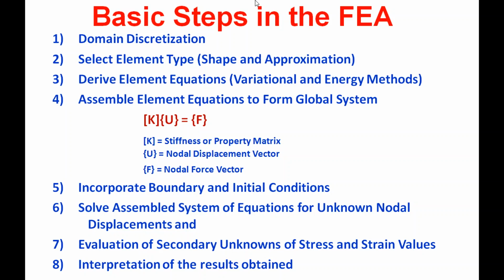Most engineering problems follow these 8 steps. First, we have to discretize the given domain or given structure. Then we have to derive the element characteristic equation. After deriving the element characteristic equations of all the elements, we have to assemble all those element characteristic equations to form a global characteristic equation. Then we have to apply the boundary conditions to the global characteristic equation.